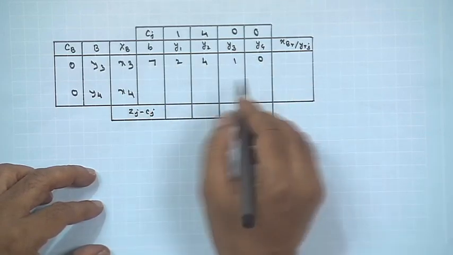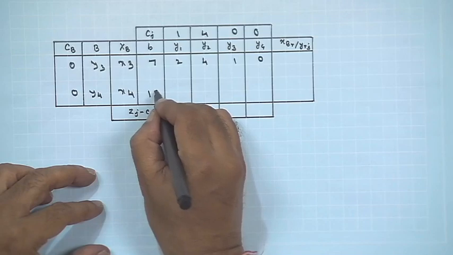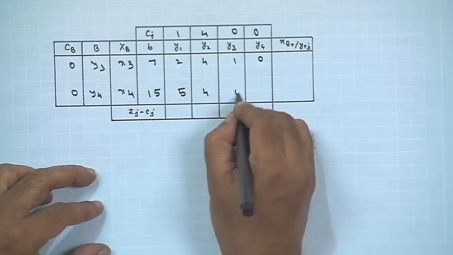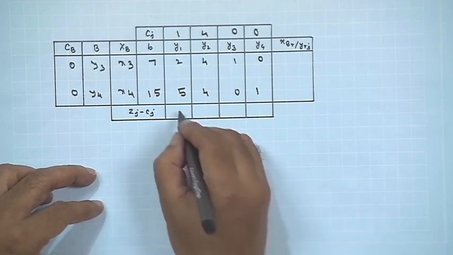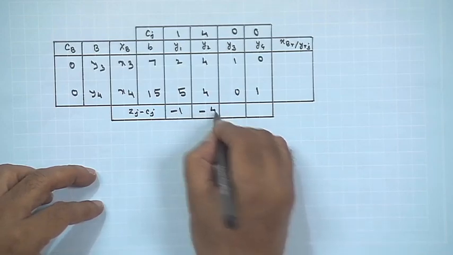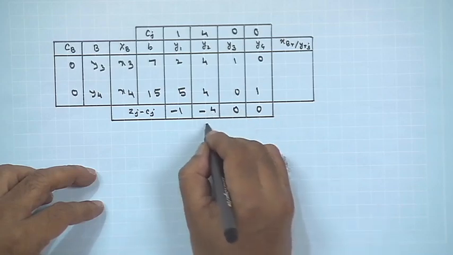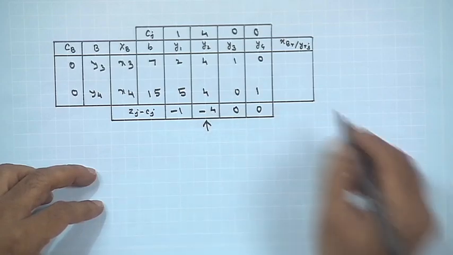I am not discussing this because we have already solved so many problems till now. 15, 5, 4, 0, 1. Your Zj minus Cj is minus 1, minus 4, 0, 0. So, most negative is minus 4. So, this will be the entering vector.